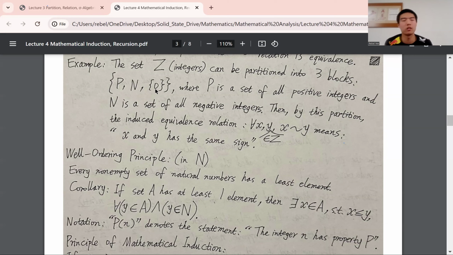And actually it induces an equivalence relation, because the previous inverse partition theorem says all of the partitions will induce one equivalence relation. So what is the equivalence relation it induced here? If we consider the property of P, N, and 0, then x and y have the same sign as the induced equivalence relation, because all of the elements in P, N, and 0 have the same sign. And when they are crossed, it must change sign. Or you can just say 0 has no sign, neither positive nor negative. So yeah, so this is the equivalence relation it induces. So let's go to the new topic.